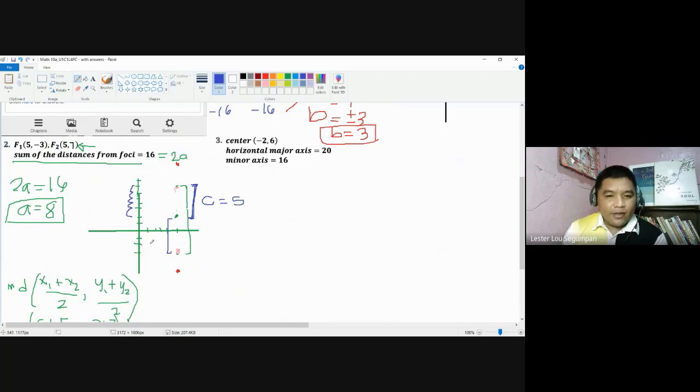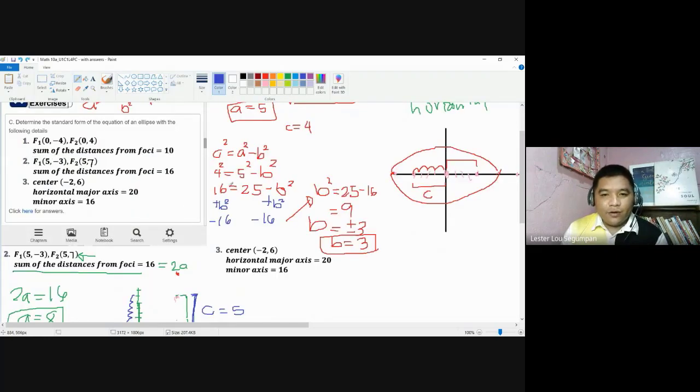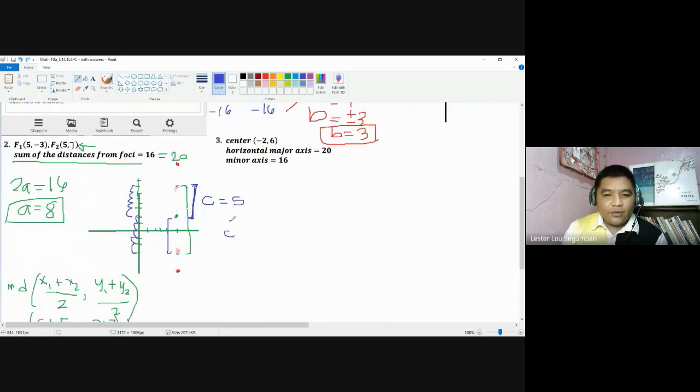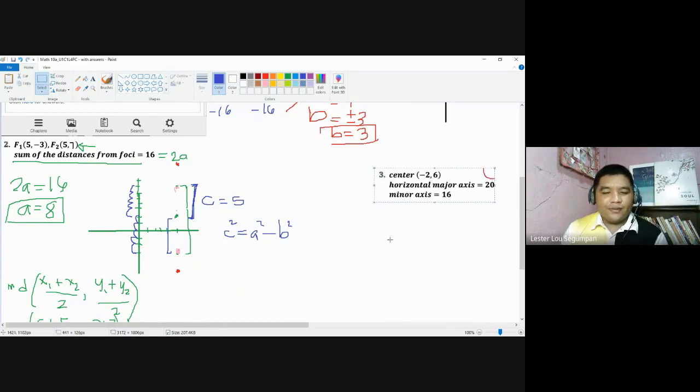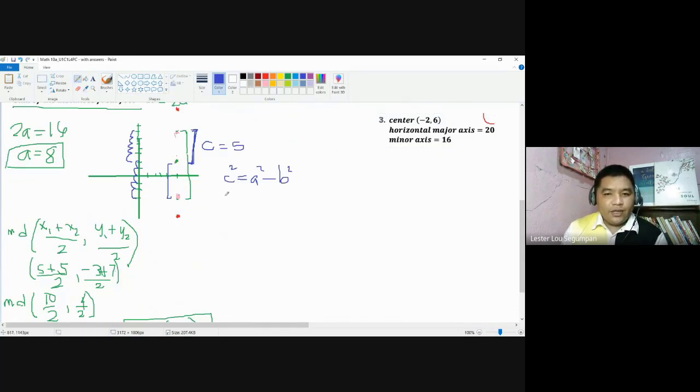But looking at the second focus, from negative 3, negative 2, negative 1, 0, 1, 2, that is 5 steps as well. So this is the value for your c. This is what you need to get the value for b. And earlier, the formula for c is c squared is equal to a squared minus b squared. Let me move this somewhere here. So c squared, you have here 5 squared, is equal to 8 squared minus b squared.